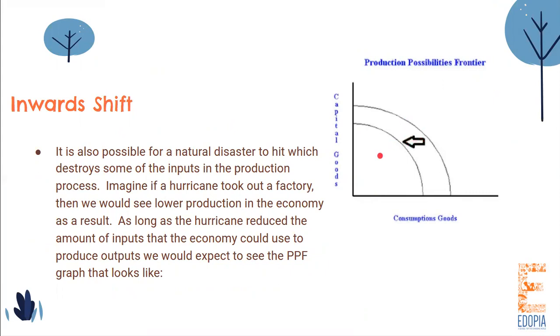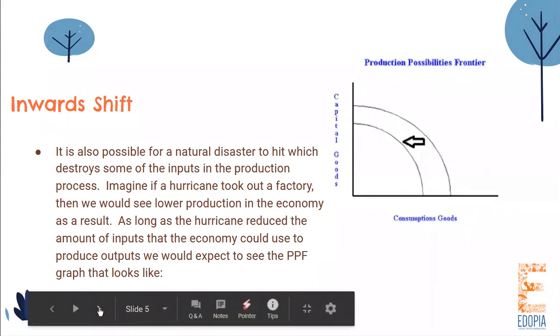So it can be due to multiple reasons. It can be because of a natural disaster, or a hurricane, or maybe the factory caught fire, or maybe the factory has been burned, or any unexpected or unforeseen event that damages the production process. So this is how it shifts inwards.